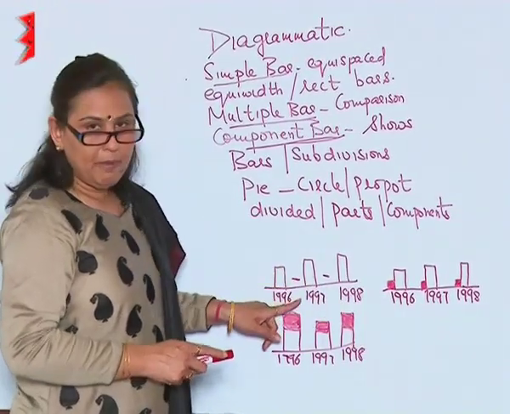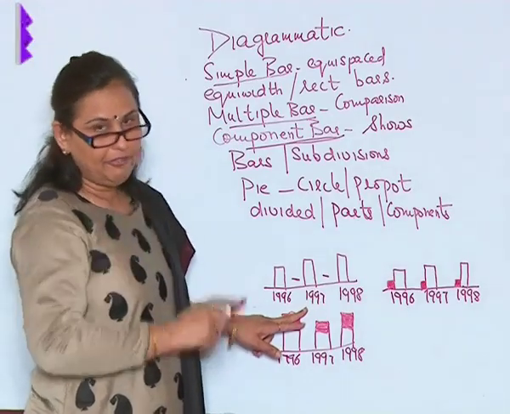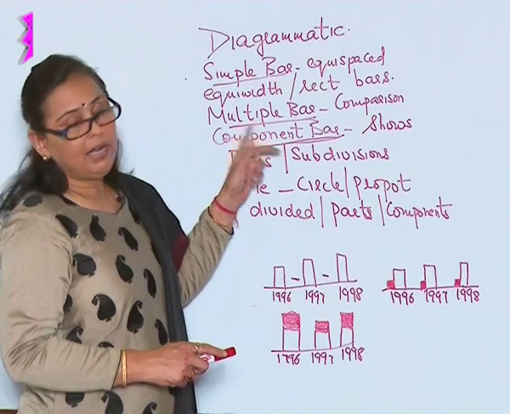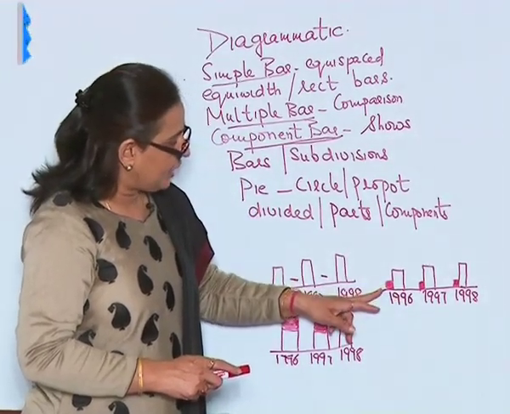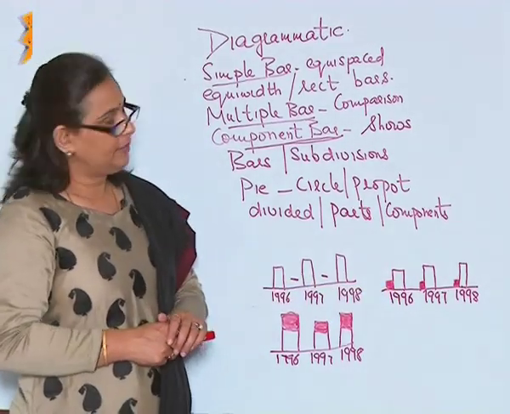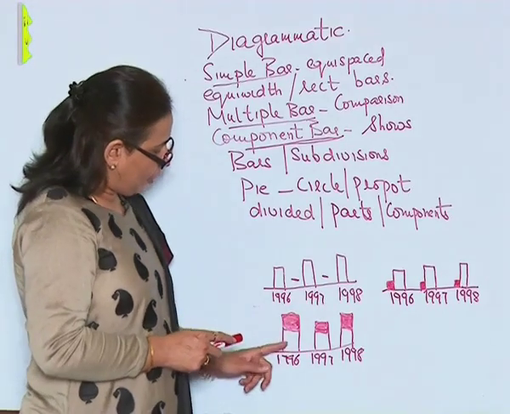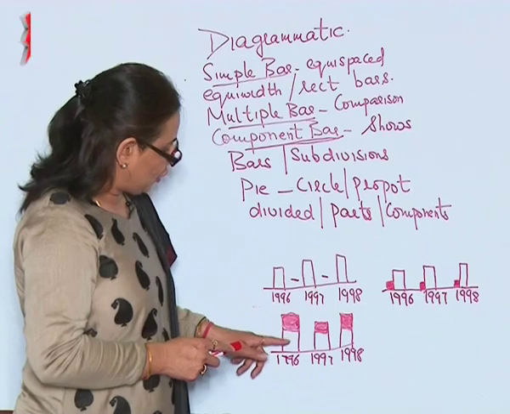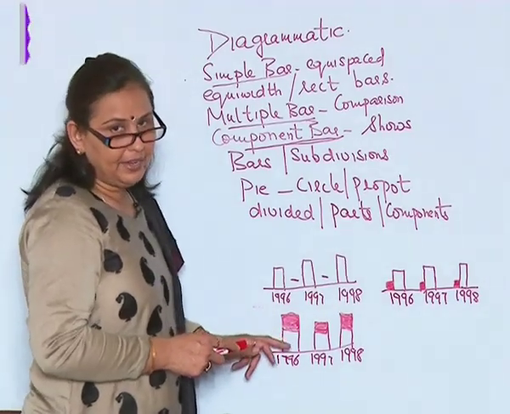So, these are the three forms of the bar. The simple bar, that is just a rectangular bar giving one information. This is the second form, that is the multiple bar, in which I am giving two pieces of information and I am also drawing two rectangular bars. The third is the component bar, in which I am drawing just one bar, but I am giving the presentation through the same bar by subdividing it.